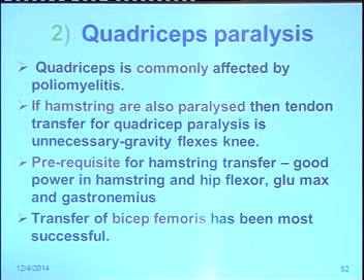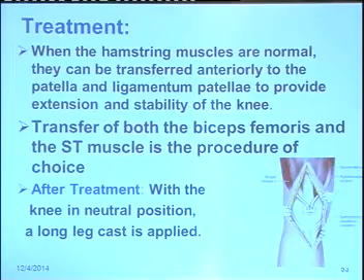The prerequisite for a hamstring transfer is good power in the hamstrings and hip flexors, gluteus maximus and gastrocnemius. Transfer of the biceps femoris has been most successful. What you do is, when the hamstring muscles are normal, they can be transferred anteriorly to the patella and ligamentum patellae to provide extension and stability of the knee.